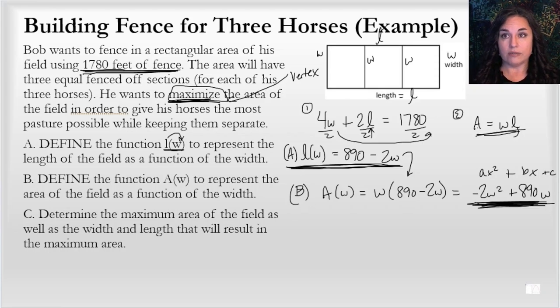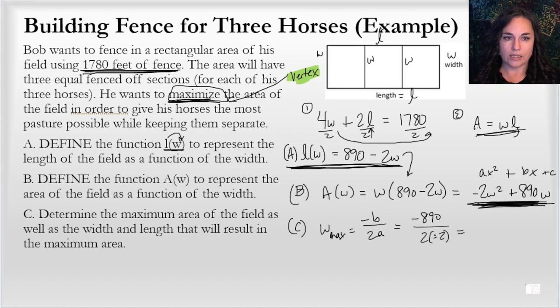Remember earlier I said if I want to maximize the area, I'm going to look for the vertex on the area function. In order to find that vertex, the maximum width, W max, has to equal negative B over 2A. Remember, to find the input value for the vertex, I do negative B over 2A. So I go negative 890 over 2 times negative 2. So I get 890 divided by 4, which is 222.5. And this is going to be feet.